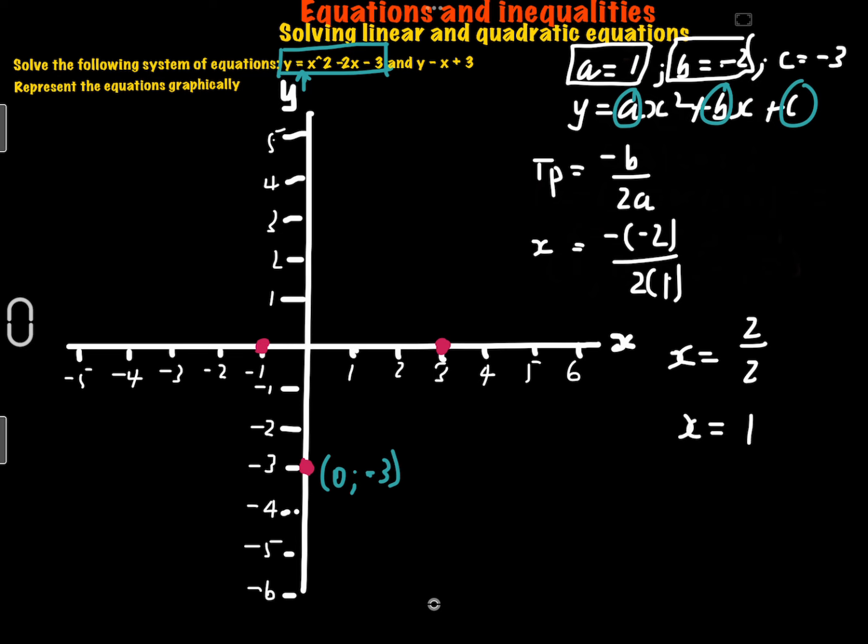So what I need to do now is to go back to the original equation. Our original equation was y = x² - 2x - 3. Essentially I need to substitute 1 where x is. So y = 1² - 2(1) - 3.